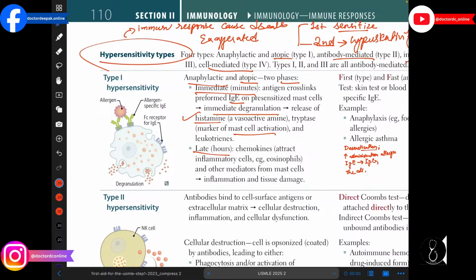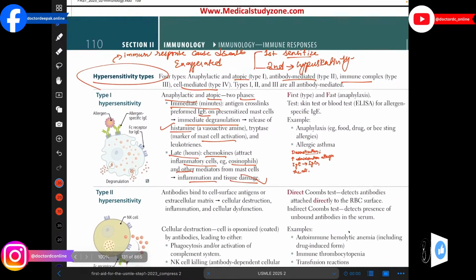For the late hours, the reaction is driven by chemokines that attract inflammatory cells and eosinophils, due to cytokines and other mediators from the mast cells. Inflammation and tissue damage will be there. There will be two phases, the immediate and the late. The first type is the fast and anaphylactic.